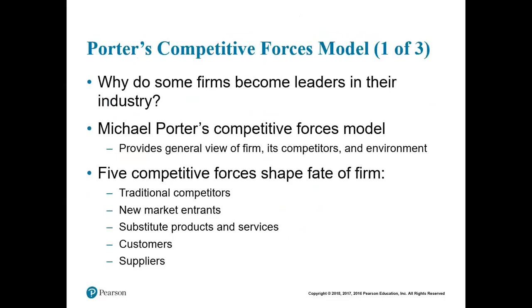An exam question from this chapter for the midterm will be about Porter's competitive forces model. It really tells us how we become a leader in industry. First, we look at what forces competition places on us. We look at our traditional competitors. Look at Coke. Their competitors are Pepsi, beer companies, bottled water companies, people like Vitamin Waters of the world.